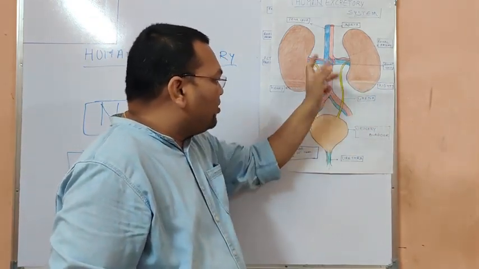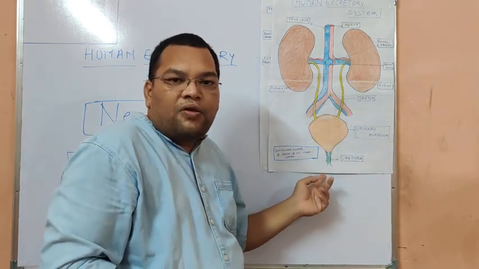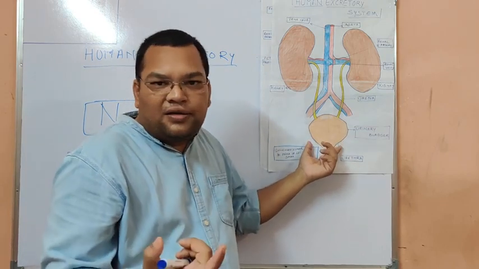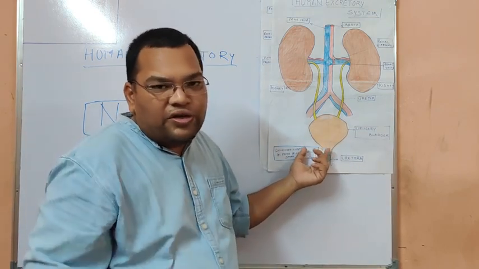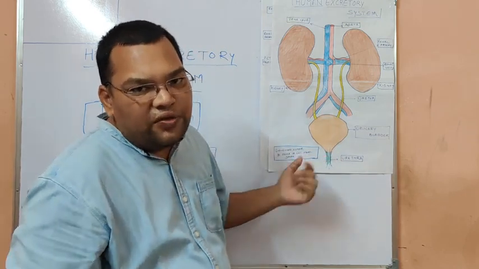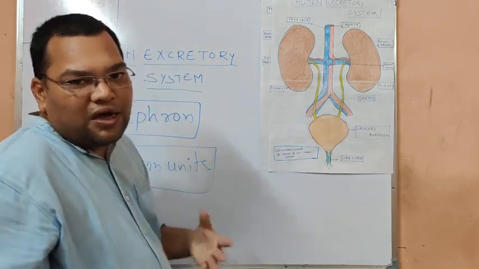The ureter collects the urine from these two kidneys and passes it to the urinary bladder. When the amount of urine becomes more, the urinary bladder expands, and this message goes to our central nervous system, and then there is an urge to pass the urine. But how is the urine formed?